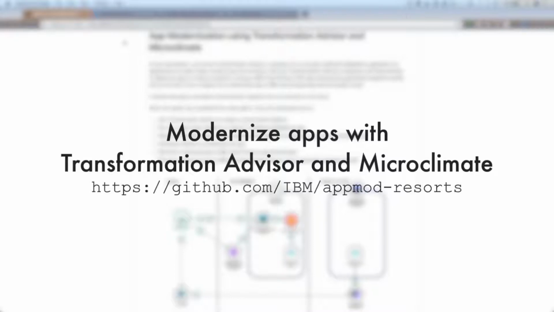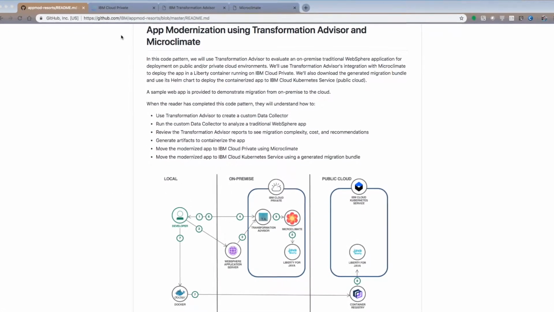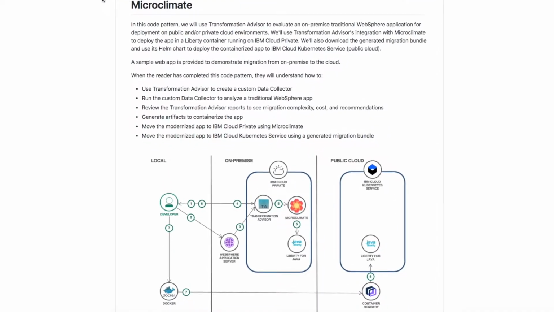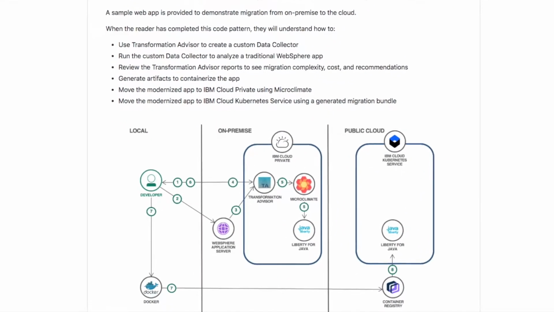Hello, today I'll be talking about app modernization, and what we're going to do is show you how you can take a traditional WebSphere application that was not written for the cloud and migrate it so that it will end up running on a private cloud where we'll be using IBM Cloud Private and running in a container with Liberty for Java. And we're also going to take that application and push it to the public cloud.